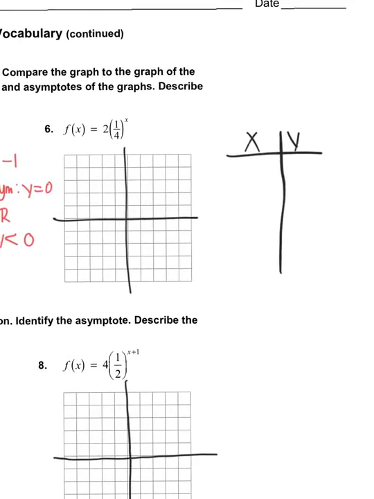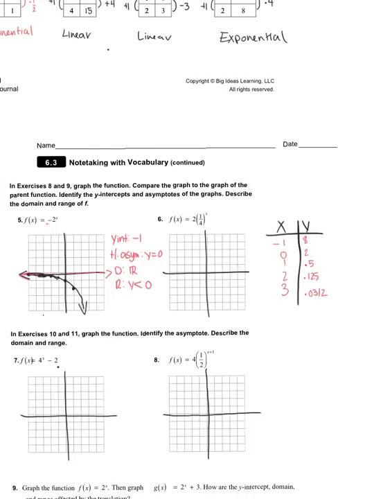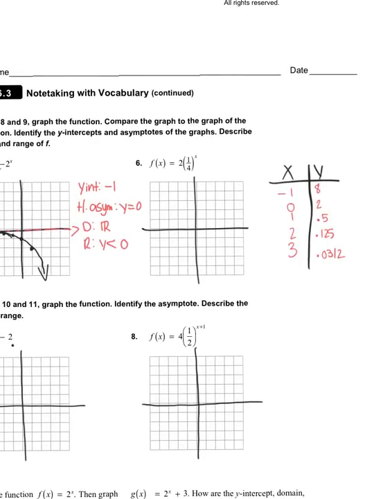If I was to choose some random points on question 6, I'm going to choose the points -1, 0, 1, 2, and 3. So if I was to plug in -1, I would get 8. If I was to plug in 0, I get 2. If I was to plug in 1, I have 0.5. If I was to plug in 2, I have 0.125. And if I was to plug in 3, I have 0.0312. Okay, so we are getting really, really small there.